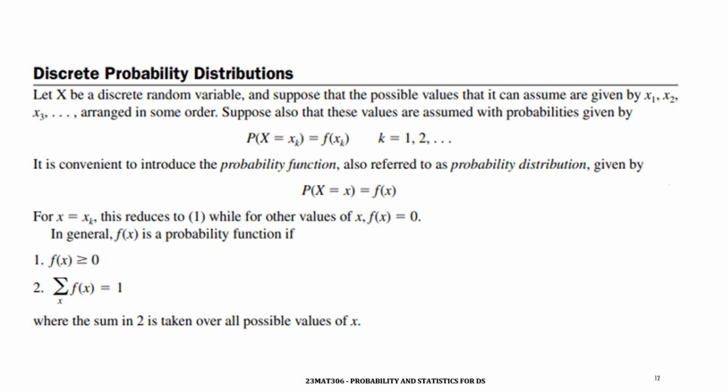So it is convenient to introduce a probability function. This probability function is also called the probability distribution, where P of X equal to x is equal to f of x. For x equal to xk, this equation reduces, and for other values of x, f of x equals 0. So in general, the probability function satisfies two conditions: the total probability is always equal to 1, and the value of f of x is always greater than or equal to 0.